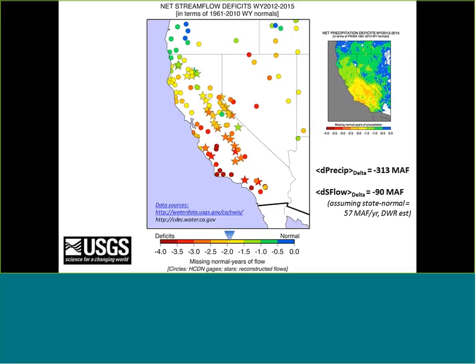This is stream flow accumulated the same way. So what's the deficit? How much stream flow hasn't been there at stream gauges that would have been there under normal conditions over that 2012 to 2015 period? I've got a combination of data sets here.